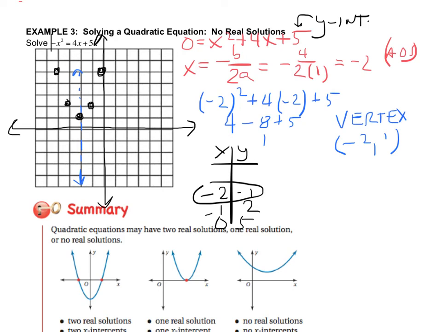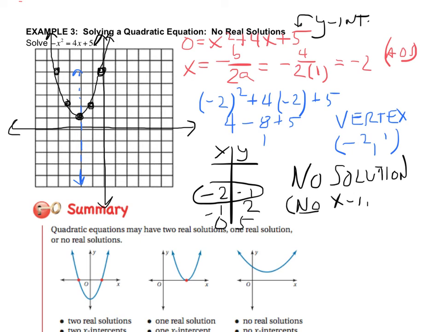And then what you just need to notice here is that when I draw my graph, we do open up, like the a value says. We do have our vertex, our axis of symmetry, we have our y-intercept, but what you're going to notice here is we don't have an x-intercept. We don't have anything where our graph is touching or crossing over the x-axis. So when this happens, what we say is that we have no solution. There are no x-intercepts.